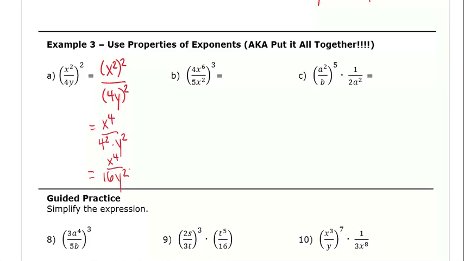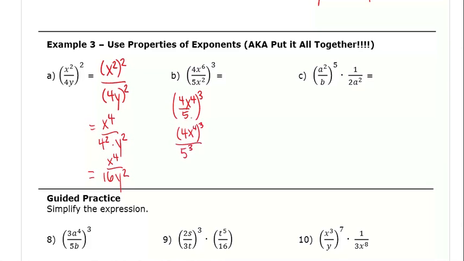Letter B I'll do in 2 ways. Looking at what I have inside the parentheses here, first I notice I can probably simplify this a little bit first, because I have that x to the 6th over x squared. So I'm going to start by saying, well, this really simplifies. I'm going to keep my 4/5, but x to the 6th over x squared would really be x to the 4th. And now I can apply that cube to both my numerator and my denominator. So I'm going to say 4x to the 4th cubed over 5 cubed.